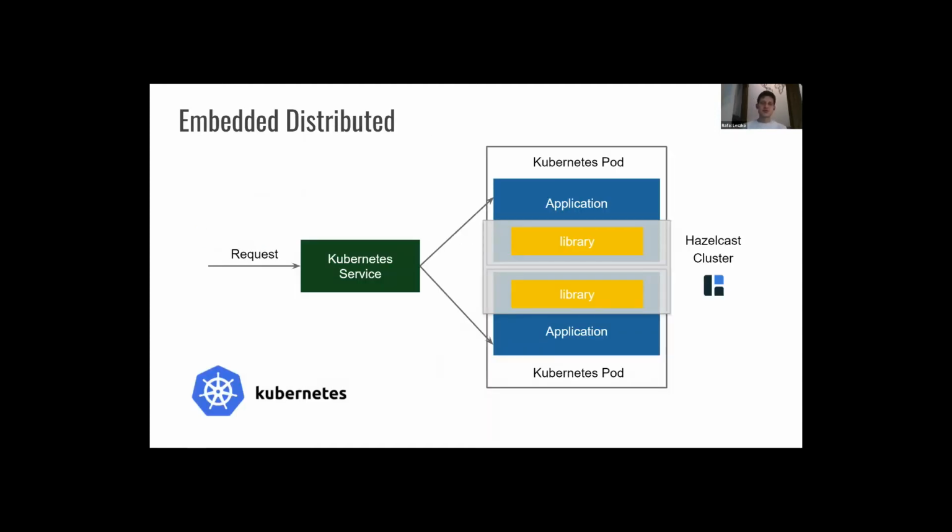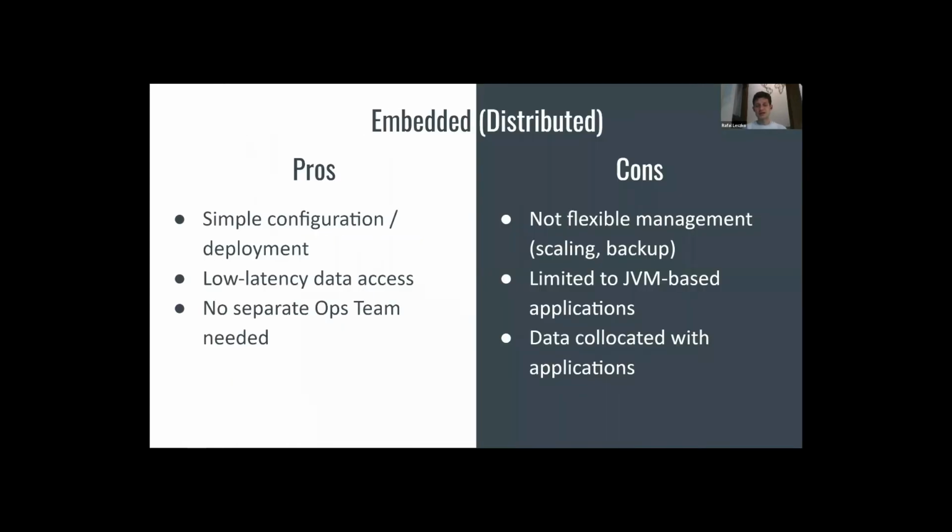Okay, so we ended up with a diagram like this. So let's now think about the pros and cons of using embedded and embedded distributed solutions. So what was good about it? Configuration was very simple, because it's embedded in the application, you don't really need to define any configuration for it to work. We have very low latency data access because in the case of embedded, it's like the same process, so it's super low latency. In the case of the distributed, obviously we have some network communication, but this network communication is usually local. So the latency is still good.